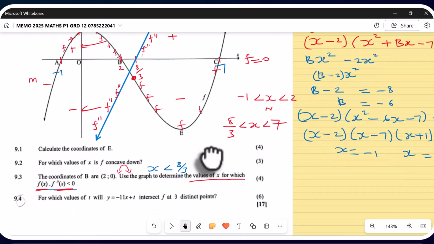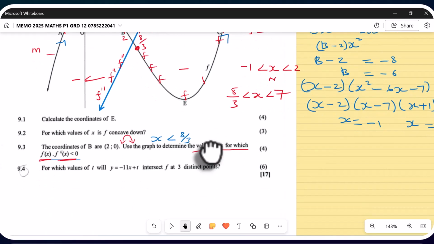Let us continue here. Question 9.4. They say here, for which values of t will the function y equals -11x plus t intersect the cubic at 3 distinct points? At 3 distinct points. Before I do this, I'm going to show you what we mean exactly.